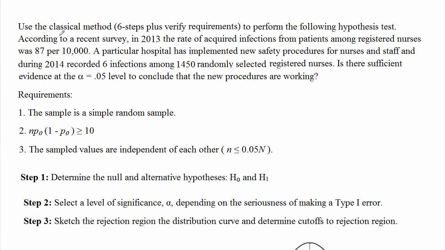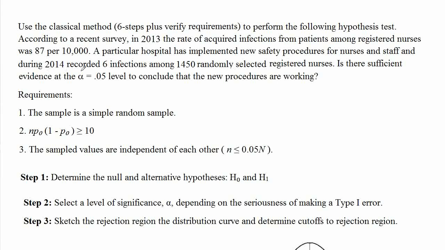We want to use the classical method of hypothesis testing, that's 6 steps plus verifying requirements, to perform the following hypothesis test. According to a survey in 2013, and we'll take this as a national survey, the rate of acquired infections from patients among registered nurses was 87 per 10,000. Particular hospitals implemented some new safety procedures for nurses and staff.